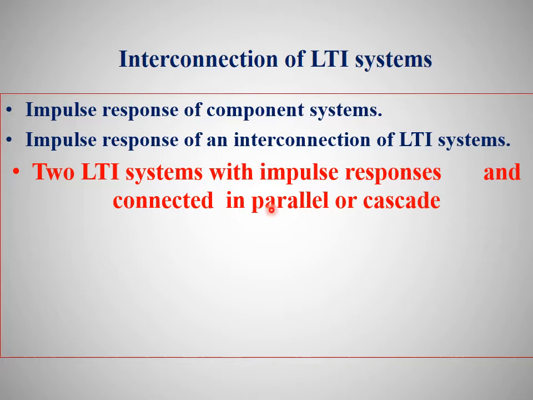Let us assume that two impulse responses are present, h1 of t and h2 of t. These two impulse responses may be connected mainly in two ways. One is they may be connected in parallel. The other one is they may be connected in cascade. Hence, the solution of the interconnection of LTI system is in finding whether the impulse responses are in parallel or in cascade and combining the net result to obtain the final solution.